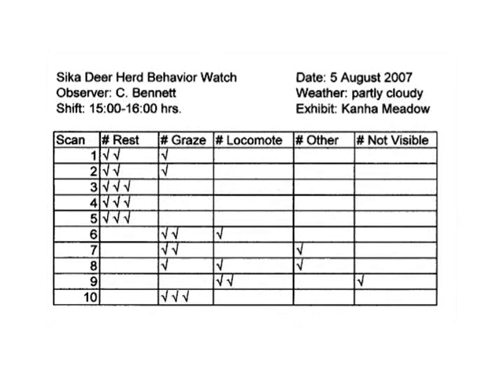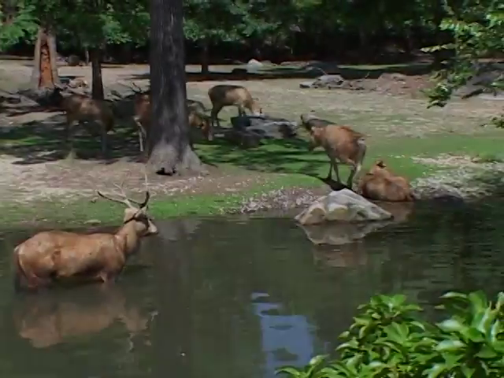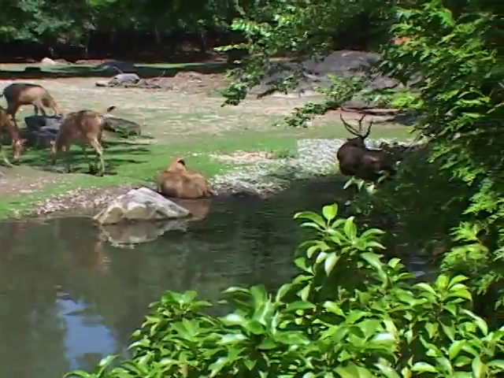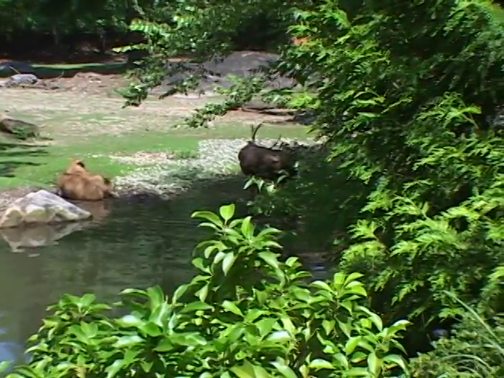Here is a sample of data from a scan sampling study of a focal group of animals. Each check represents the behavior of one animal in the group. Since you'll be recording only one behavior during each interval for each animal, the total number of checks at each interval should be the same. In the next set of exercises, you'll record the behavior of a group of deer using the scan sampling method.